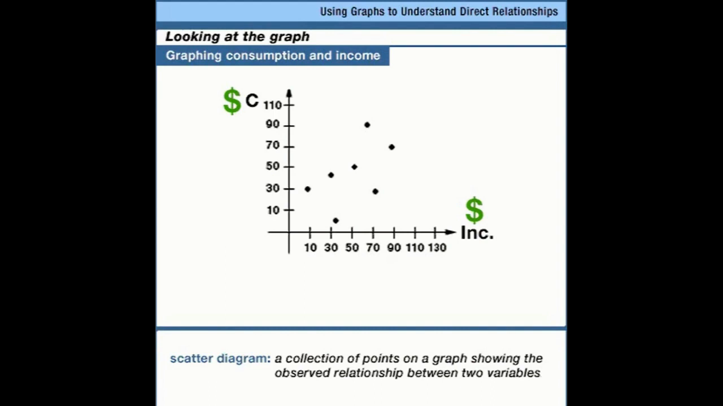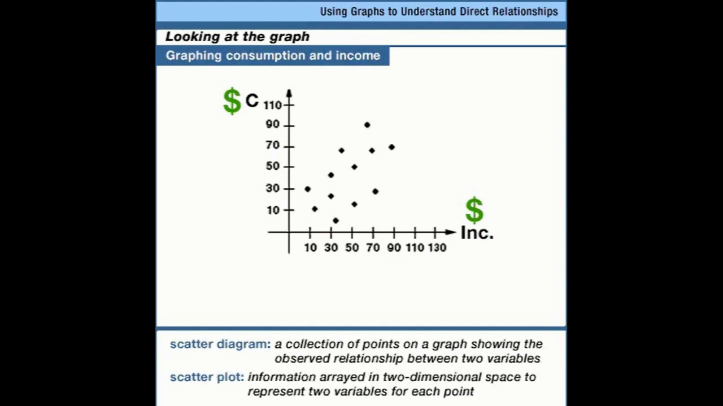And as I fill in the information that I have, in each case, I'm representing the household's income by the horizontal and the household's consumption by the vertical. This is a scatter plot. It's information arrayed in a two-dimensional space to represent two variables for each data point. That is, the income and the associated consumption spending for one particular household.